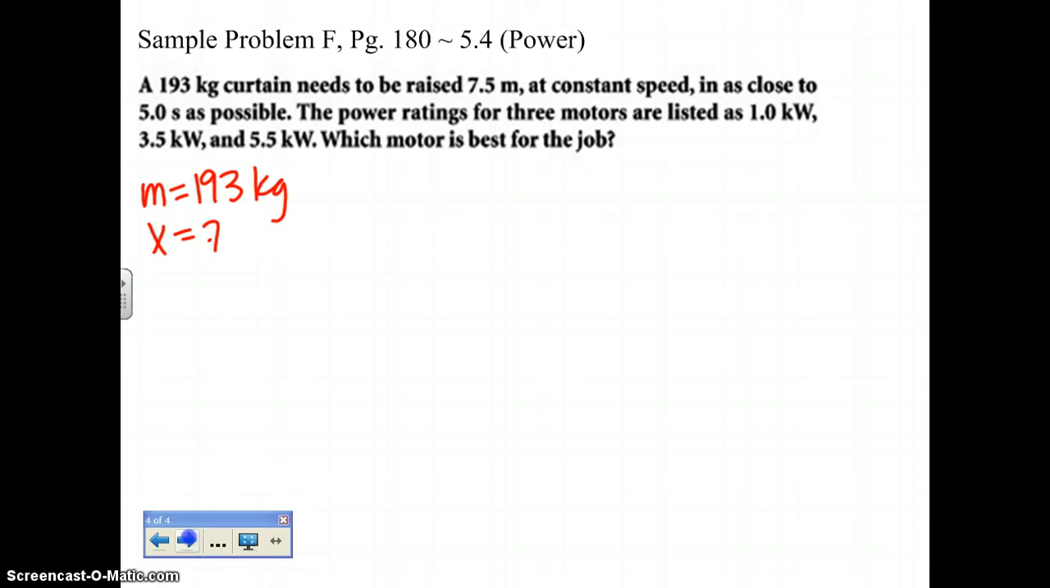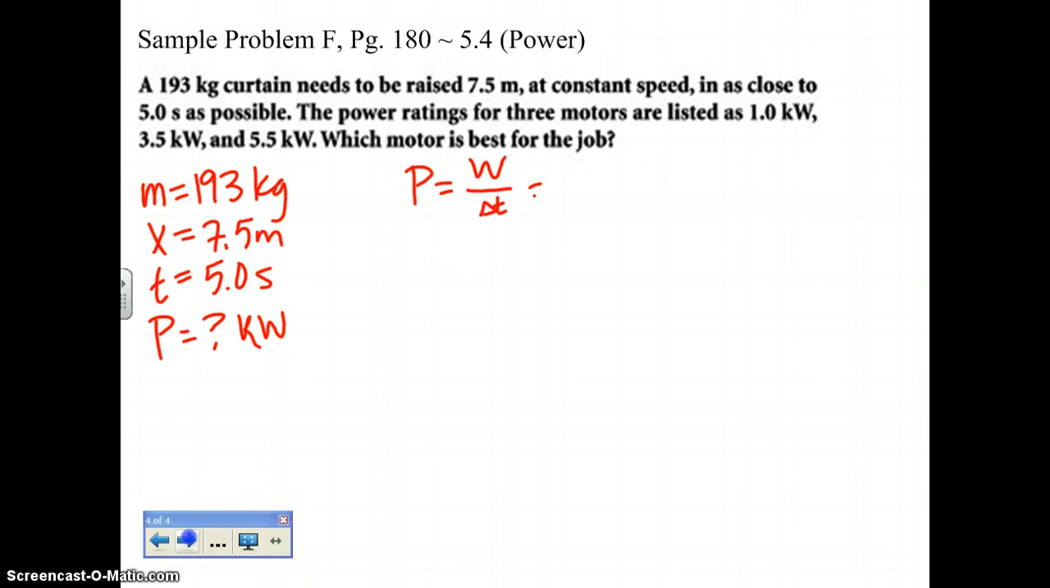It wants to be raised 7.5 meters at a constant speed in as close to 5.0 seconds as possible. Power ratings are 1 kilowatt, 3.5 kilowatts, and 5.5 kilowatts. So how powerful do we want to deal with this so that we can figure out which lever the operator wants to pull? So power is work over change in time, which is really F times d over t, which is really talking about F of g, right? Because you're trying to raise this object.